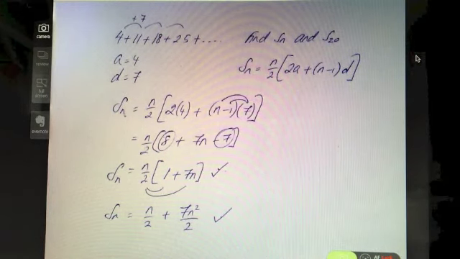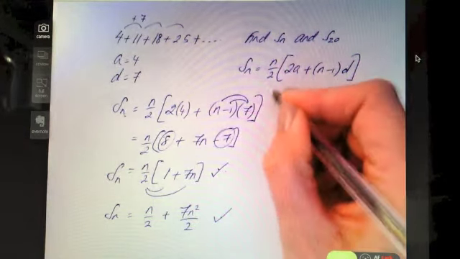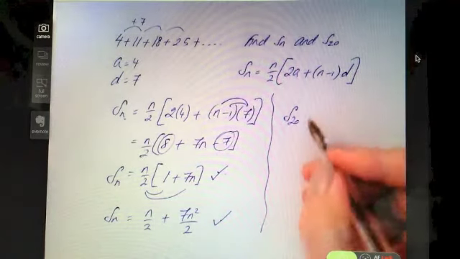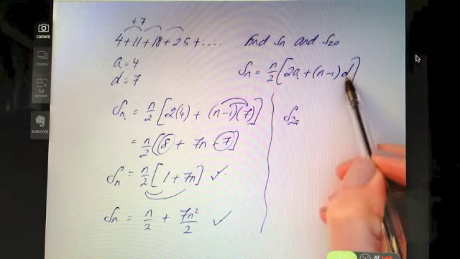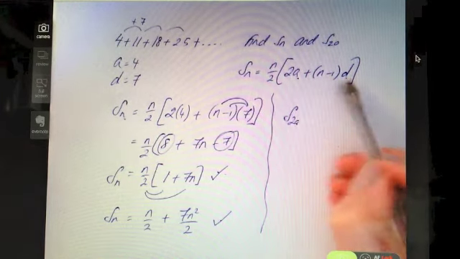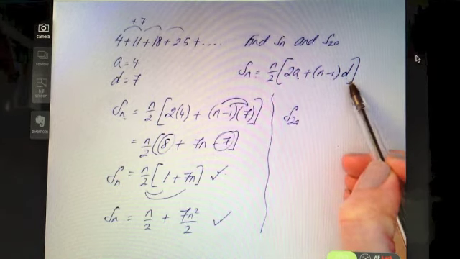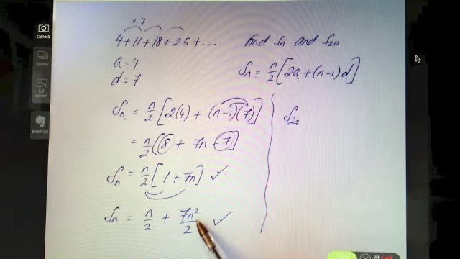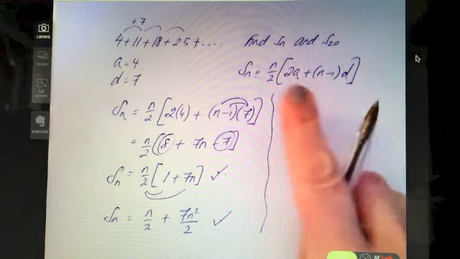The second thing they've asked us to do is find a value for S20. So now we have a value for n. You also know your value for a, and you know your value for d. So you could go straight ahead and fill it in to the original formula. Or since I have already done a bit of work on tidying up the formula, I can sub it into that either way. I'm going to go back and sub it into the original.